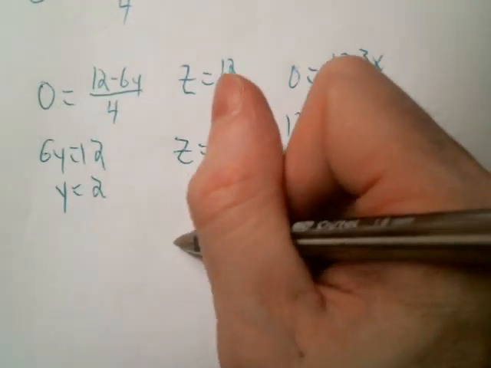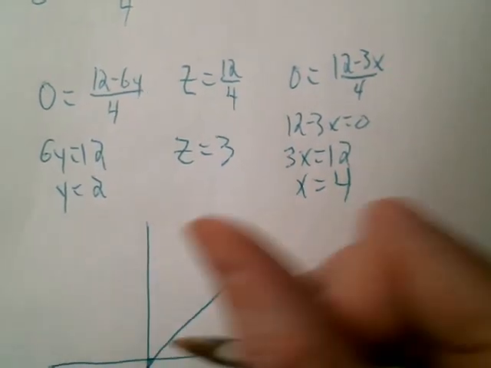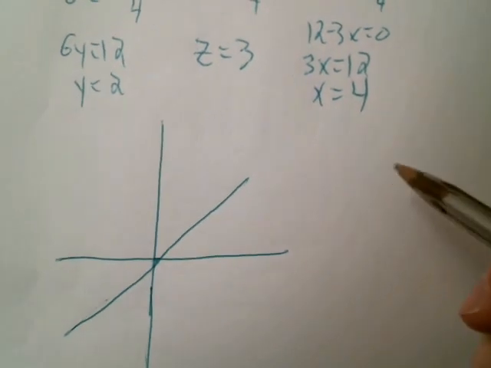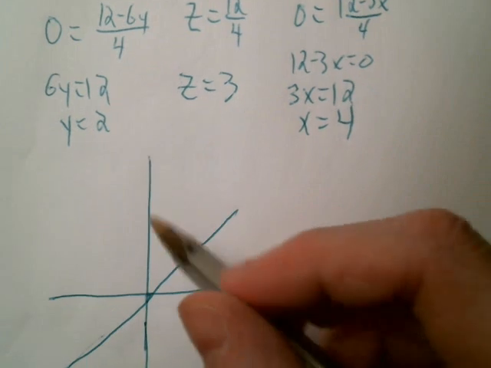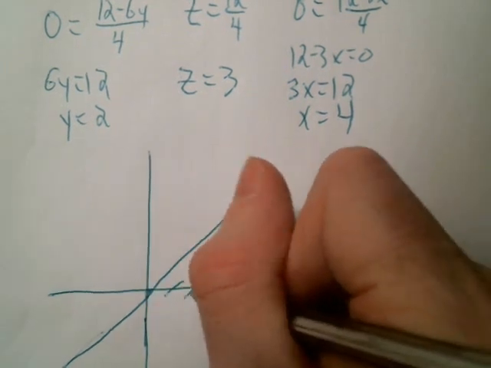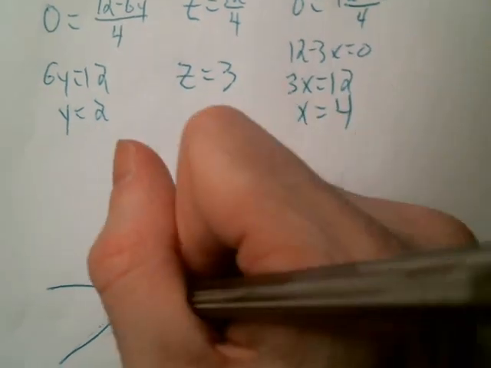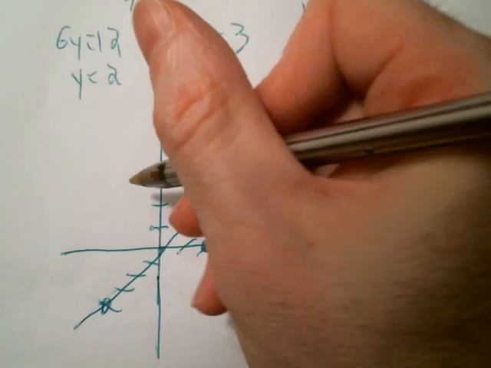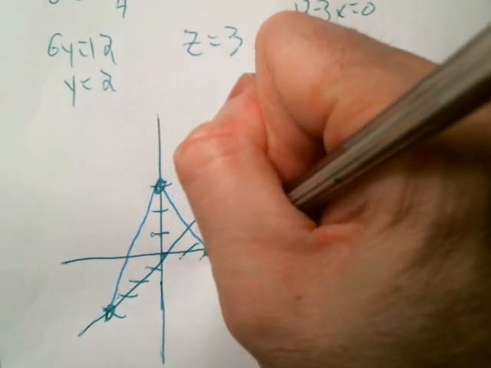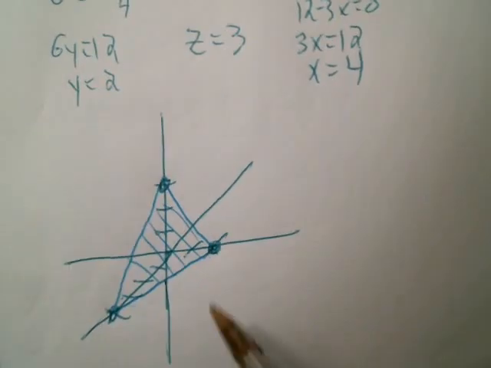Okay, so I can draw that, right? I can get a picture of what that looks like in the first octant, at least. So y equals 2 will be out here. z equals 3, 1, 2, 3 is right here. x equals 4, 1, 2, 3, 4 is right here. And then you can connect those, and that's your plane. It goes on infinitely, but at least in the first octant, that's what it looks like.